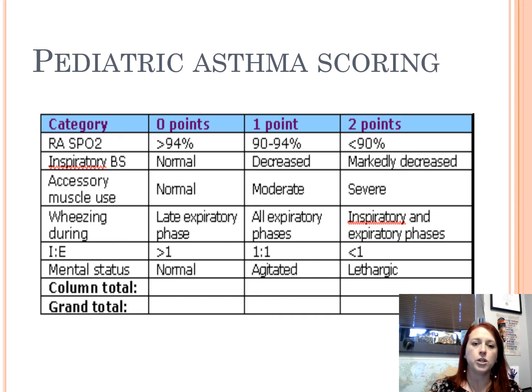And these are easy to use. Basically, this one's really similar to what you'd see at Children's here locally. You've got a 0 to 1 to 2 point system, and they get a point for every category. So let's say their room air saturation is less than 90%. They get 2 points for that. Wheezing: is it inspiratory, expiratory, or just expiratory? So basically, you just go down each of these categories and give them a score. The higher the score, the worse the patient's symptoms, the worse off they are.